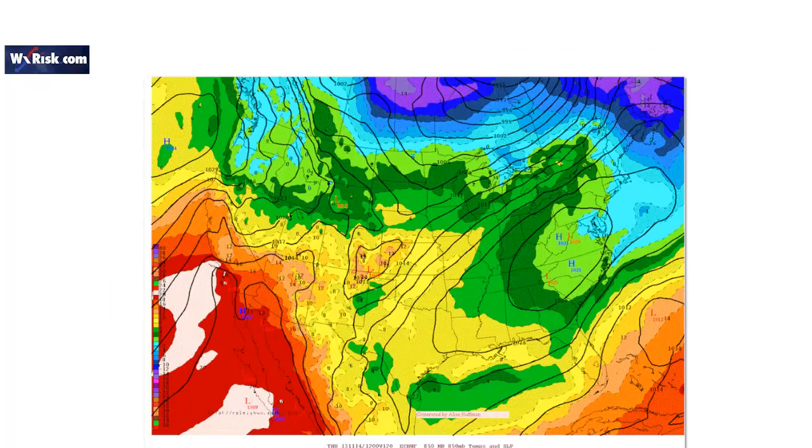And then this low forms, as you can see, the low forms right here off the coast. The high is now losing its intensity. The flow is going this way. So the supply of cold air gets cut off and it begins to moderate, as you can see.